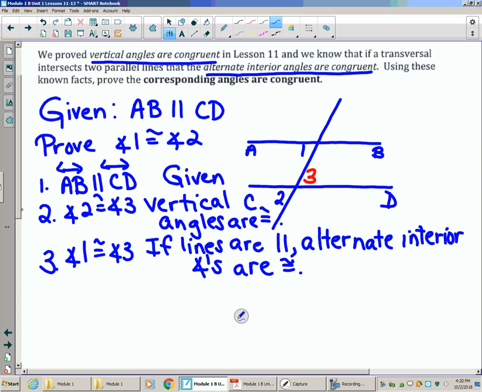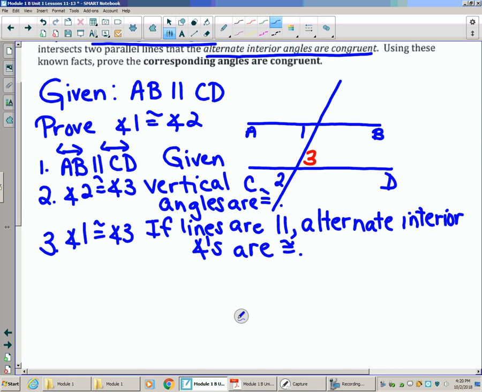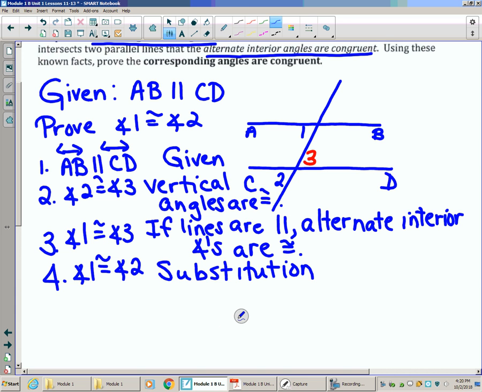Okay, well, now we know that 2 is equal to 3 and 1 is equal to 3. So 1 has to be equal to 2. You could use substitution here. The substitution is basically we know that 2 is equal to 3, so therefore we can bring the 2 and put it here, and now we have 1 equal to 2.